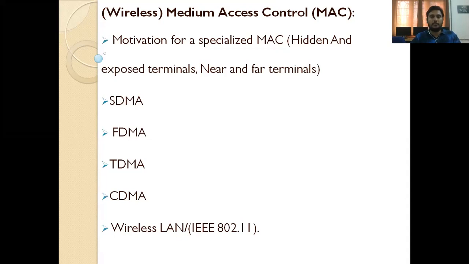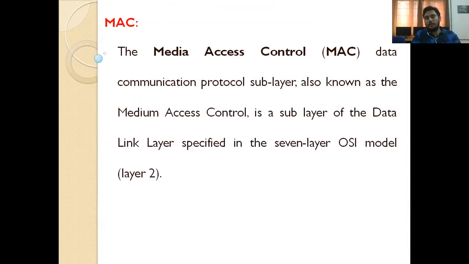Coming to the second part of this unit, we discussed wireless LAN, IEEE 802 architectures and protocol architectures, and the comparison among those 4: SDMA, FDMA, TDMA, and CDMA. So lecture number 1 is the basic thing of MAC.